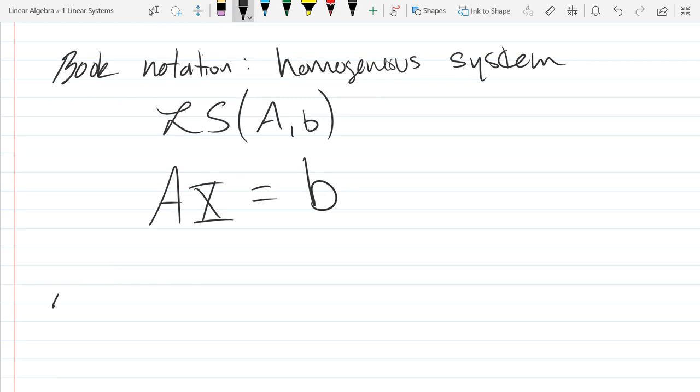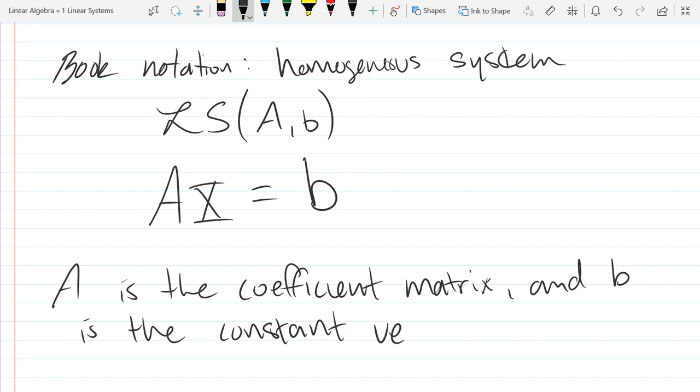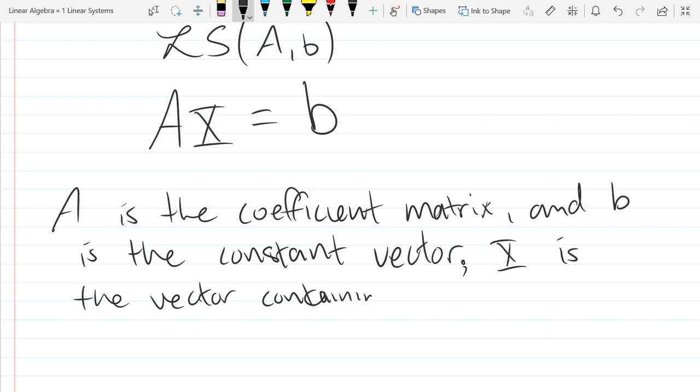Now in this form, A is the coefficient matrix. And B is the constant. I'm going to write the constant vector, and I'll explain why very soon. And X, that weird bold capital X, is the vector containing the variable coordinates.